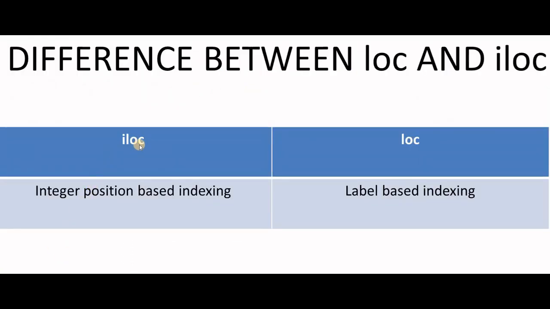So in ILOC we are using the index values 0, 1, 2, 3, etc. Whereas in LOC we are using the labels. As in the example, Rahul, Rinu, etc. are the row label names that we have given. English, Maths, etc. are the column labels. We will use those labels for LOC, whereas in ILOC we will use index values 0, 1, 2, 3, etc.